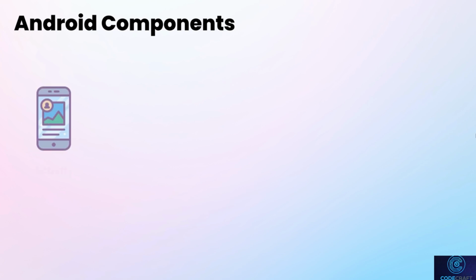The first component is the activity. An activity represents a single screen with a user interface. It's the entry point for interacting with the user. Activities can be thought of as the individual windows or screens within an app. For example, let's say you're building a weather app. You might have the main activity that displays the current weather information and another settings activity where users can customize the app's behavior. And we worked in the previous applications and the previous project with activities.